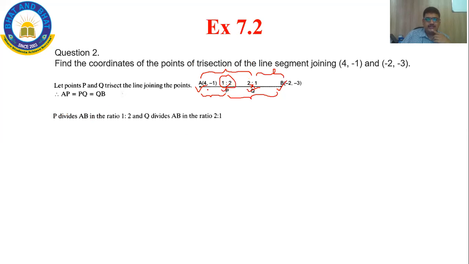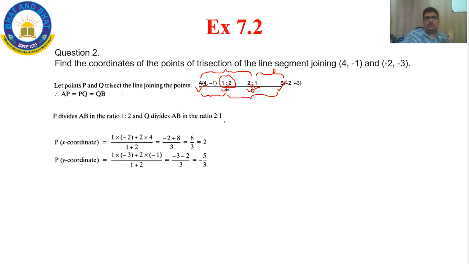So P divides, now see the statement I am giving, whatever I explained so far. P divides AB in the ratio 1:2 and Q divides AB in the ratio 2:1. So for point P, it is very simple, use section formula. mx2 plus nx1 divided by m plus n. Calculate, students, calculate. I'll give you a couple of minutes.